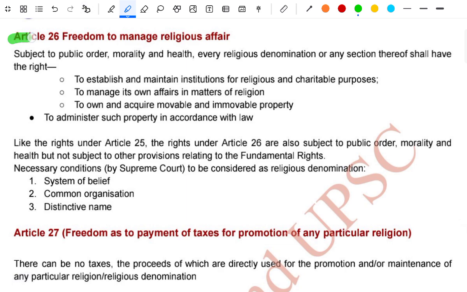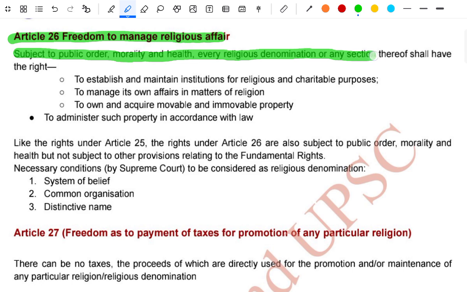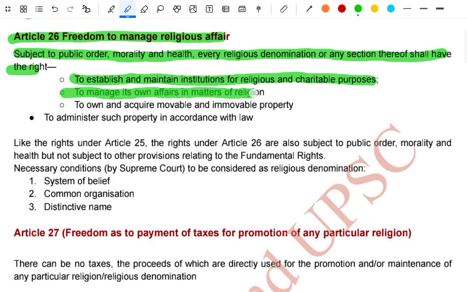Article 26: Freedom to manage religious affairs. Subject to public order, morality, and health, every religious denomination or any section thereof shall have the right to establish and maintain institutions for religious and charitable purposes, to manage its own affairs in matters of religion, to own and acquire movable and immovable property, and to administer such property in accordance with the law.